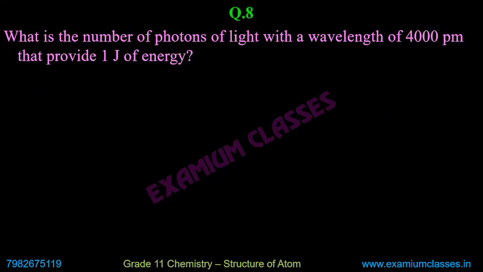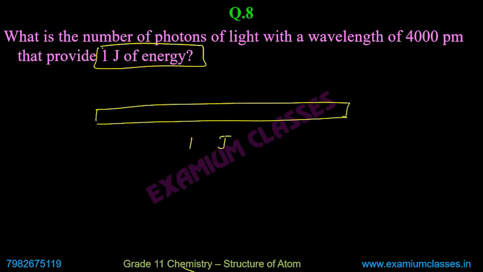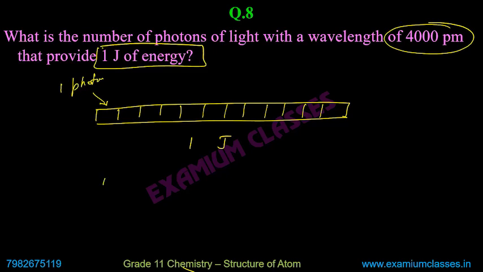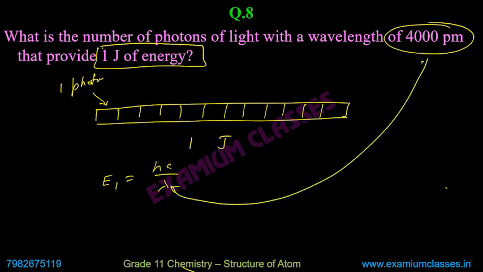Next, what is the number of photons of light with a wavelength of 4000 picometer that provide 1 joule of energy? Again, a similar question we have done. Total energy is 1 joule. Suppose you have n photons here. Energy of 1 photon you can find from this wavelength. So energy of 1 photon will be hc by lambda. h known, c known, lambda from here. So n times energy of 1 photon will be total energy, 1 joule. So from here you will get n.